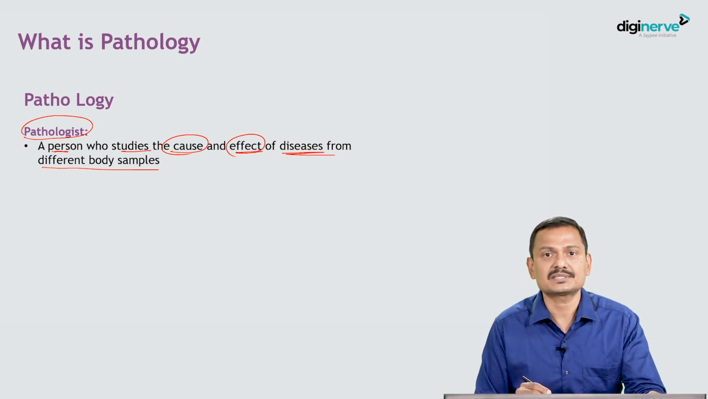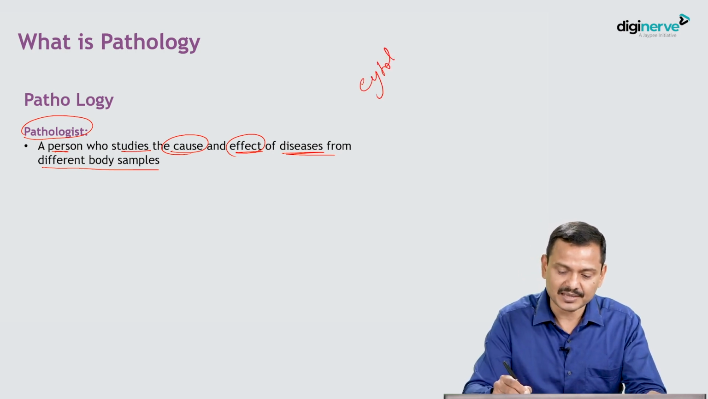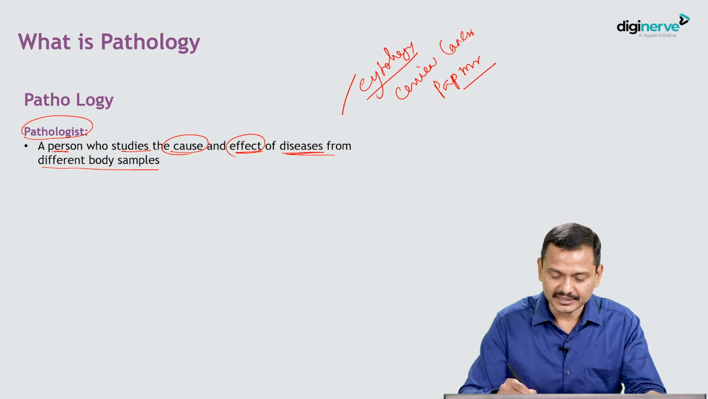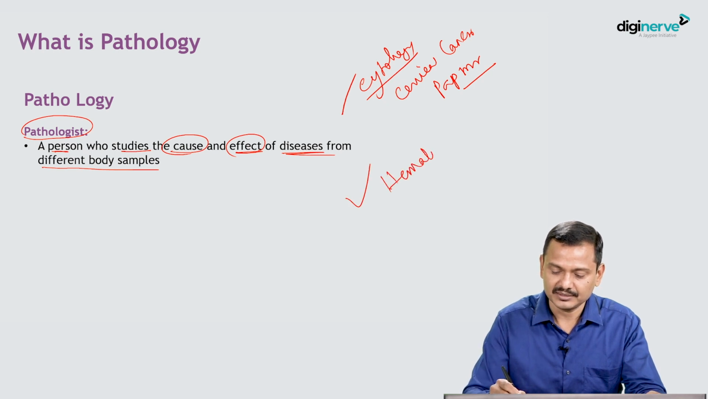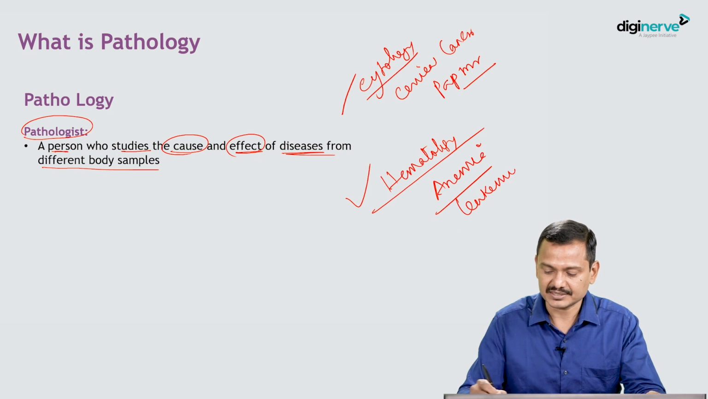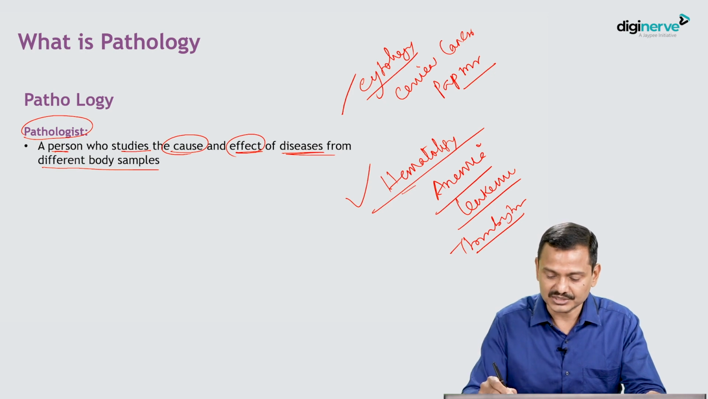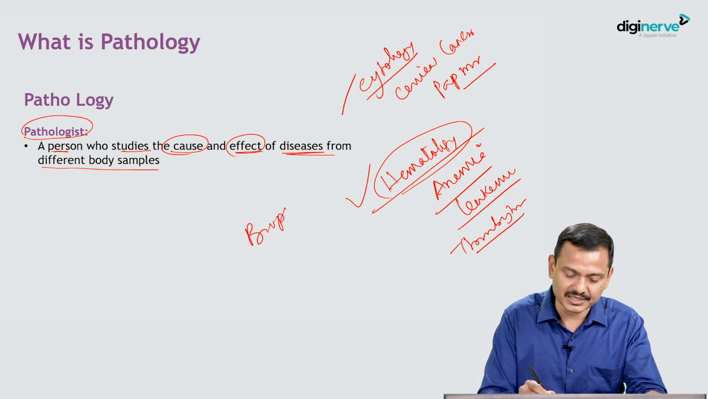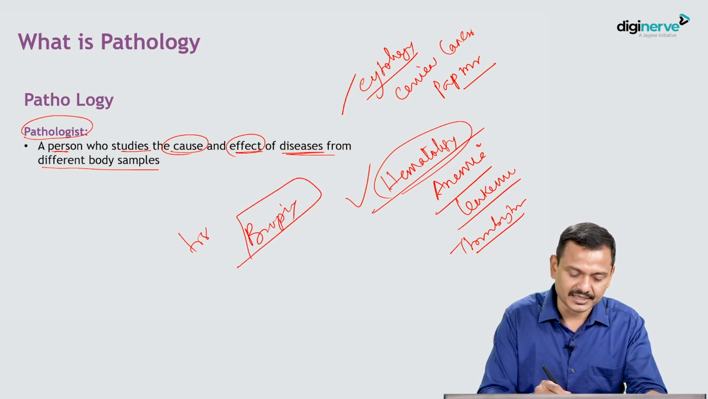Body samples can be anything. It can be a cytology sample, like I told you, your cervical cancer screening, the pap smear. Or it can be a hematology sample. Suppose somebody is suffering from anemia, leukemia, or thrombocytopenia. These are some of the common diseases that a pathologist can diagnose from blood samples. Then we have the third common sample, that is biopsy, or a tissue sample.